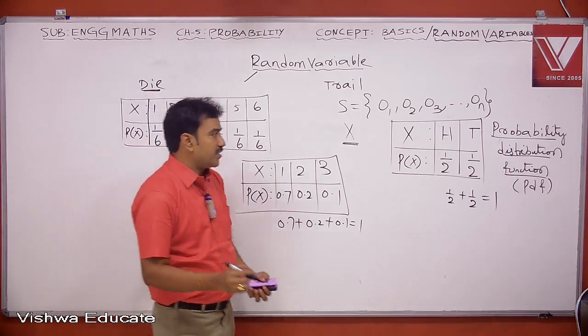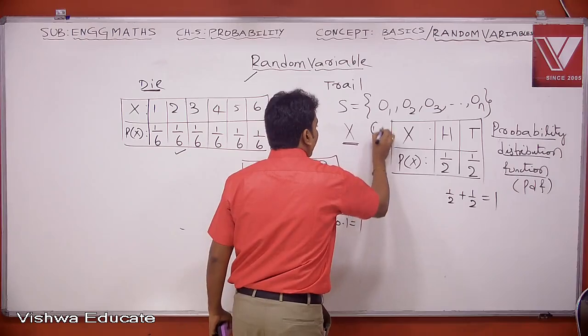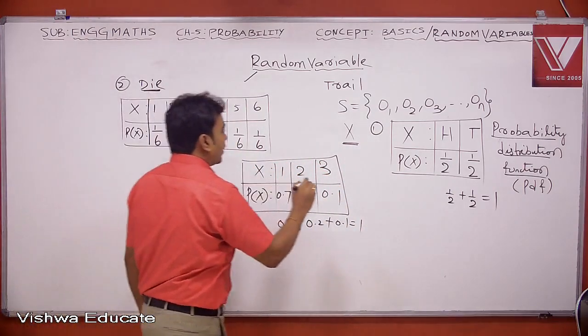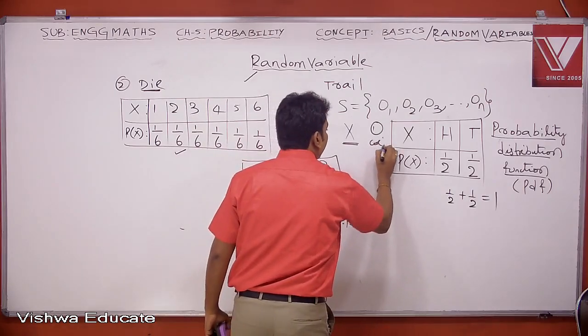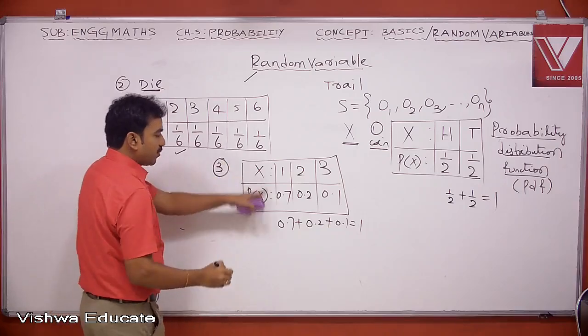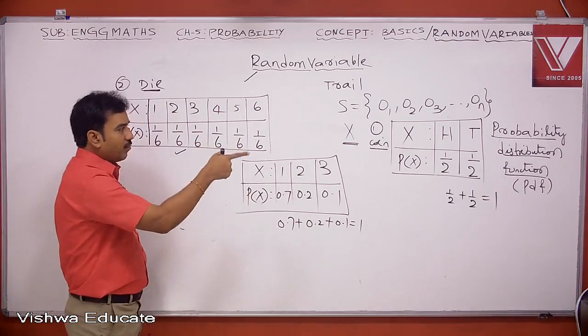So you can have the examples. This is example 1, this is example 2. Example 1 is coin. Example 2 is die. Example 3 is some general experiment. Write example 1, 2, 3.